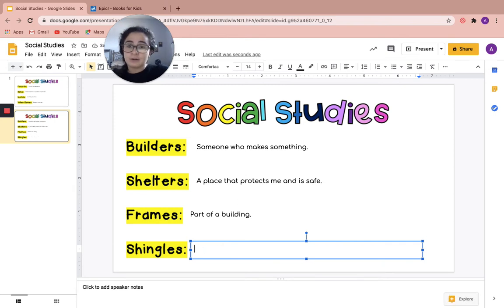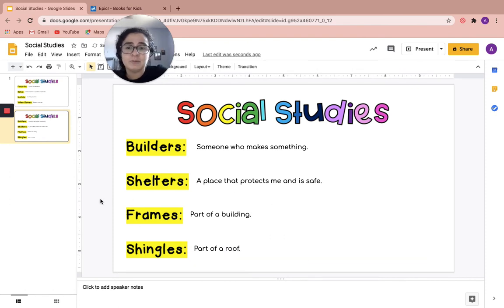So I know that on some roofs you can find shingles. So I'm going to put that it is a part of a roof.